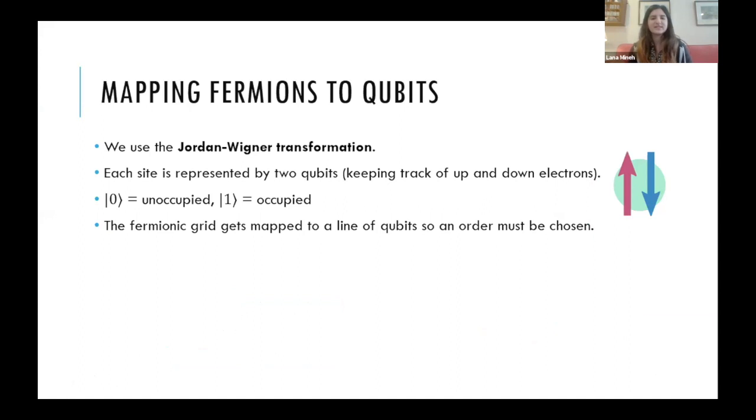So the first thing we need to do is map this problem, which is fermionic, to a qubit problem. To do this we use the Jordan-Wigner transformation. It's one of the simplest fermion to qubit mappings. So each site is then represented by two qubits. One of the qubits keeps track of the up electron and the other keeps track of the down electron. So the qubit is 0 if it's unoccupied and 1 if it's occupied with an electron. The grid actually gets mapped to a line of qubits, so we have to pick an order for our sites, and I'll talk about this on the next slide.